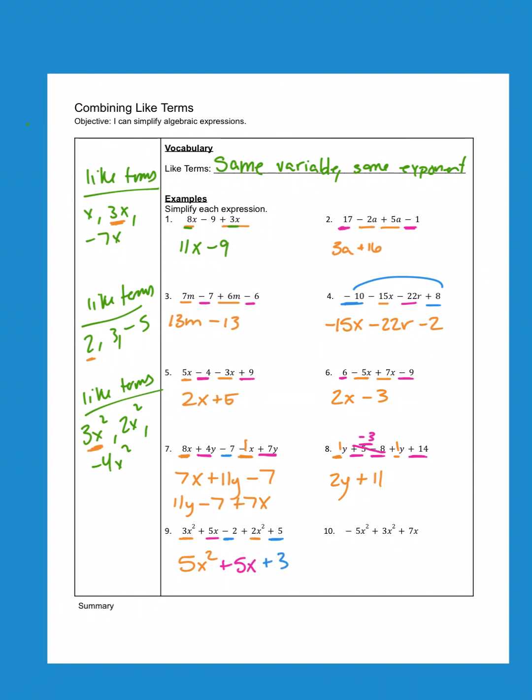And for our last one, I've got a negative 5x squared and a positive 3x squared. Add those with integer rules, going to be a negative 2x squared. And then that last term, that positive 7x, doesn't have a like term, so it's just going to stay the same as positive 7x. Notice that if a term was positive, I'd connect it with a plus sign. And if a term was negative, I would connect it with a minus sign.